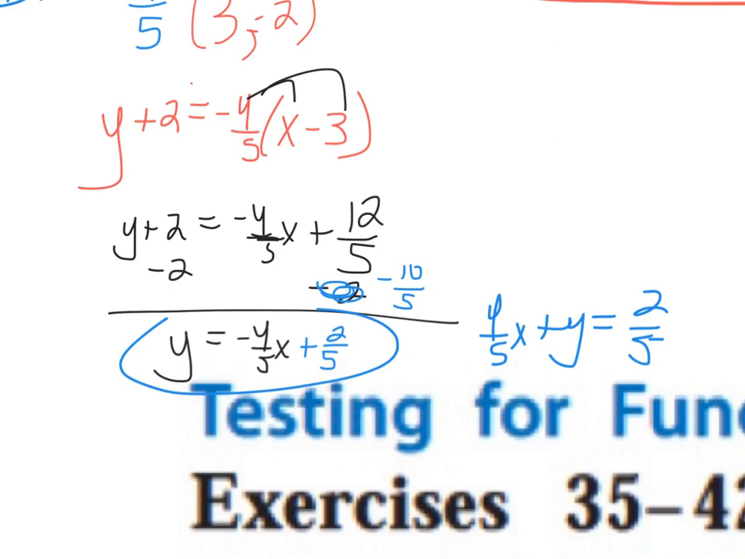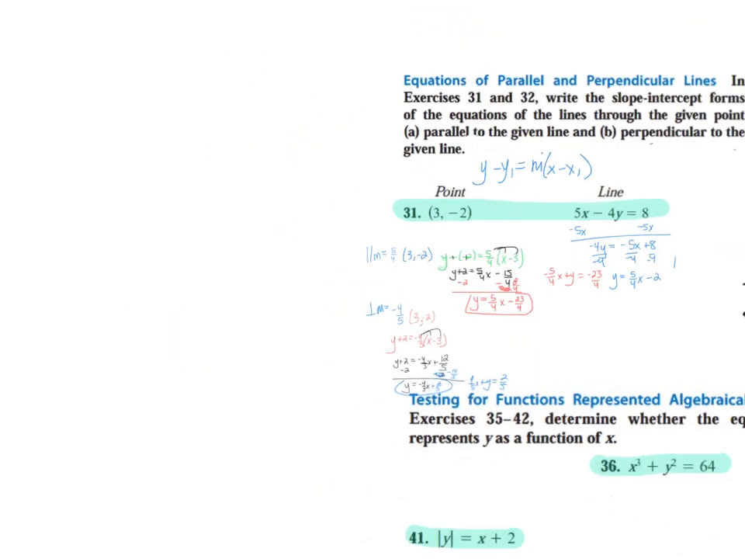The big thing to remember from that is parallel lines have the same slope. Perpendicular lines have opposite reciprocal slopes.